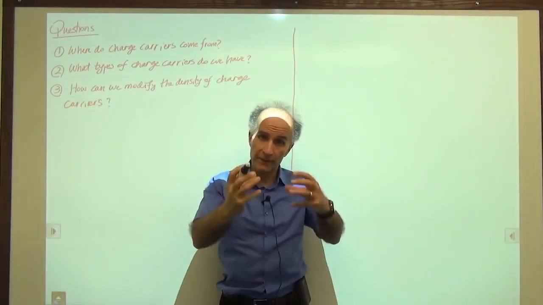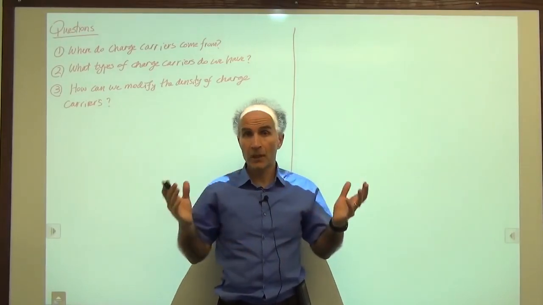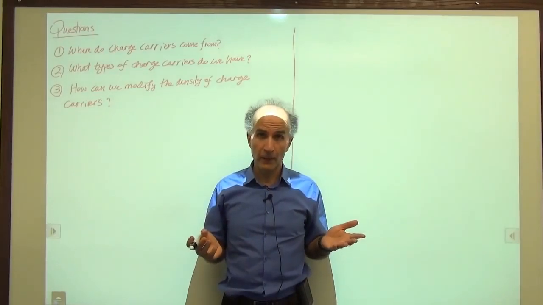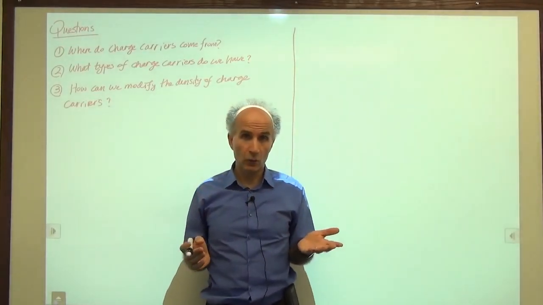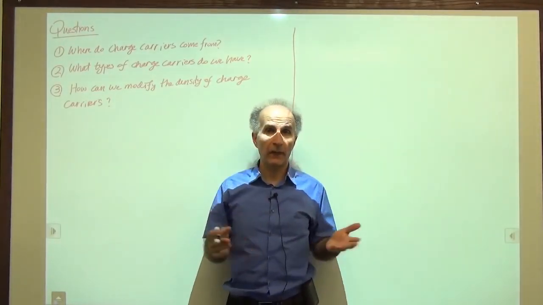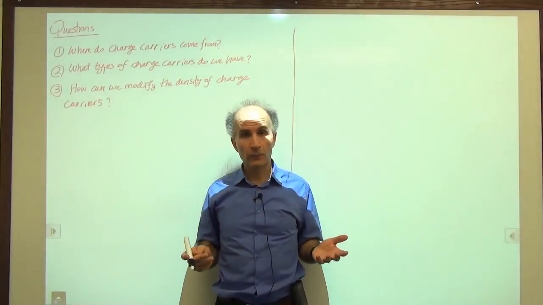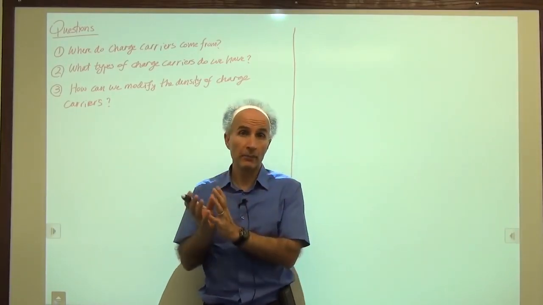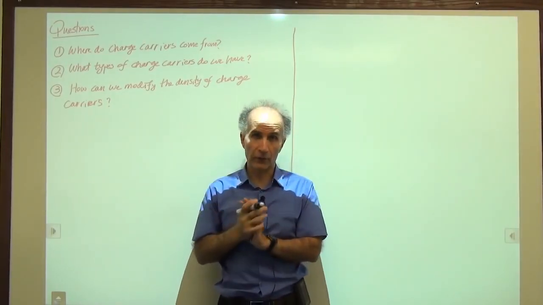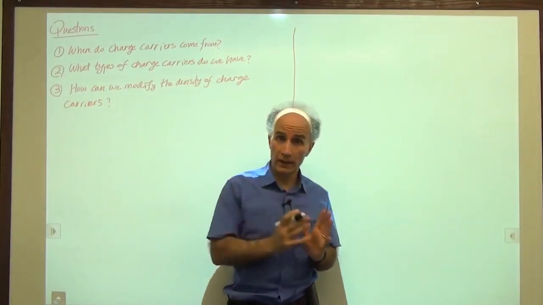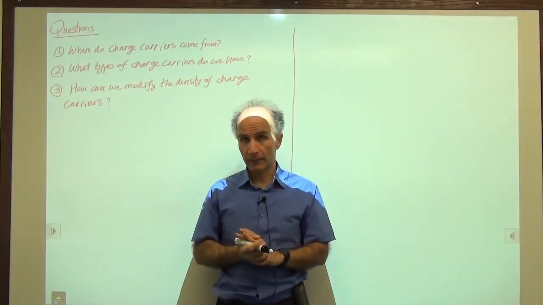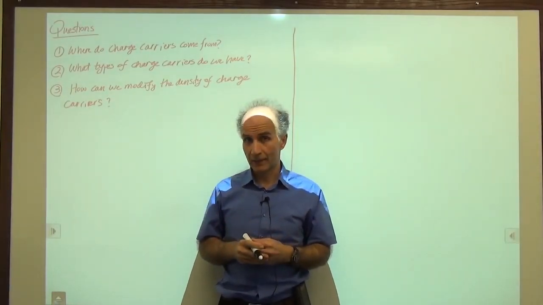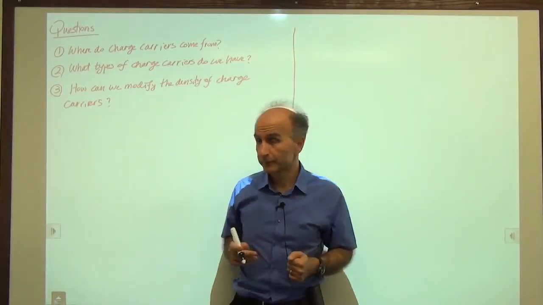Now, if I give you a piece of silicon and it has some number of electrons per cubic centimeter or cubic meter, and you're not happy with that number, you want to increase it or decrease it, how do we exactly do that? How do we make sure that this piece of silicon has a higher number of free electrons available for current conduction or a lower number of electrons available? So that's what we call modification of carrier densities. So we would like to see how that works.